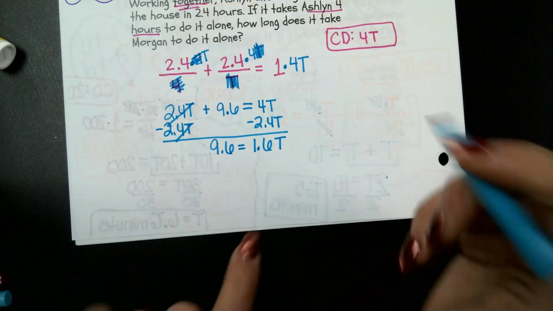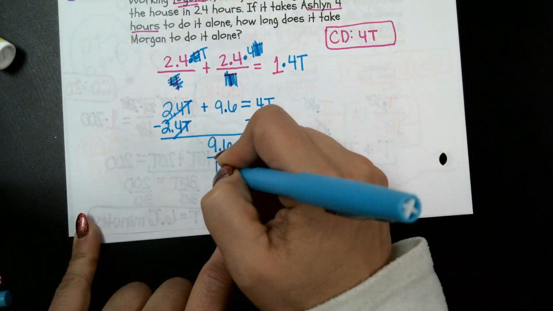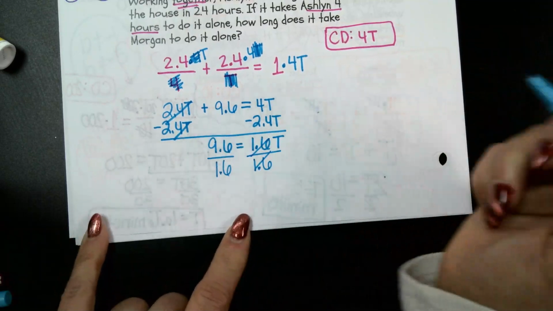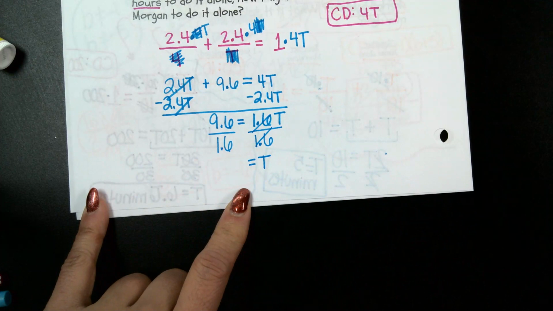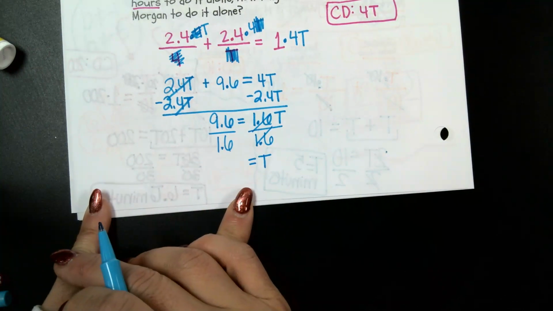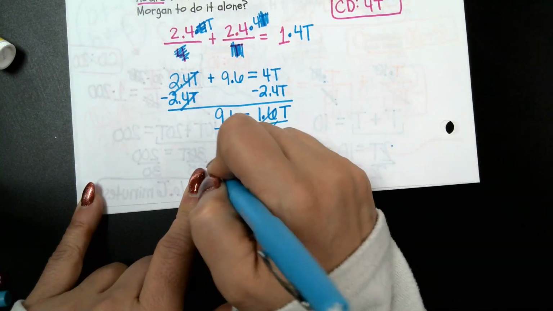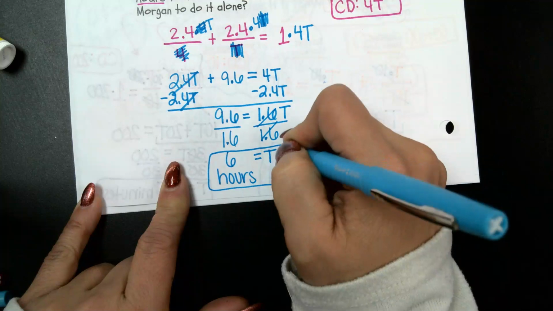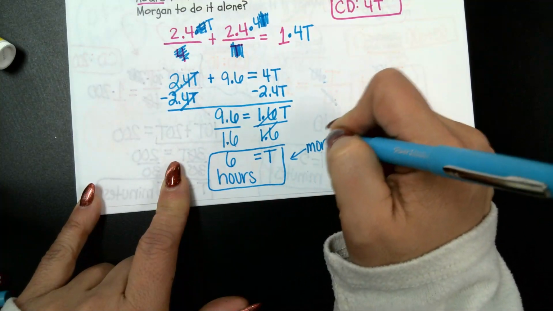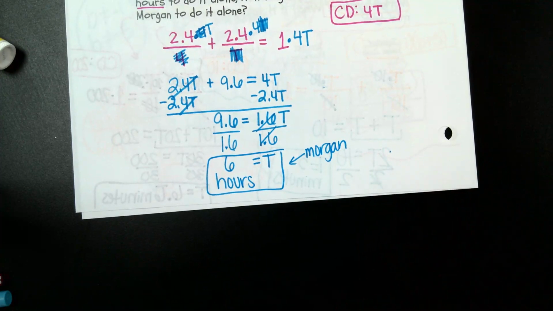And divide by what? 1.6. So then what's 9.6 divided by 1.6? 6 hours. So that's Morgan. It would take Morgan 6 hours if she was working by herself.